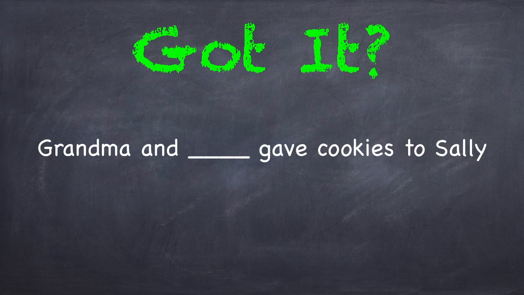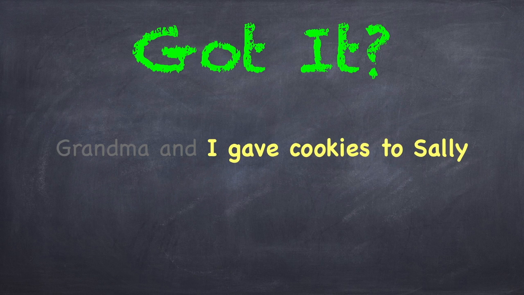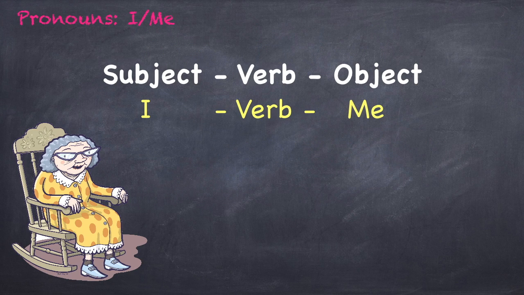For instance, what would you put here in the sentence, in the blank spot? A little more simple. Grandma and I gave cookies to Sally. Same thing, remove Grandma and you have I gave cookies to Sally. You might be thinking Grandma told you that you always use I after someone's name. No, it's only at the beginning of the sentence. When it's acting as the subject, we have I. When it's acting as the object, we have me. And it really doesn't matter if someone else's name is there.